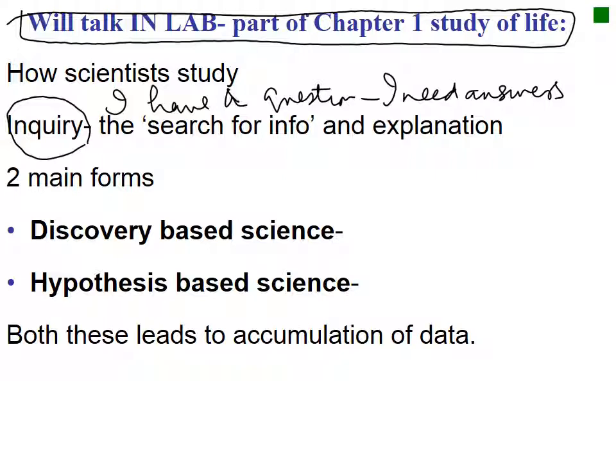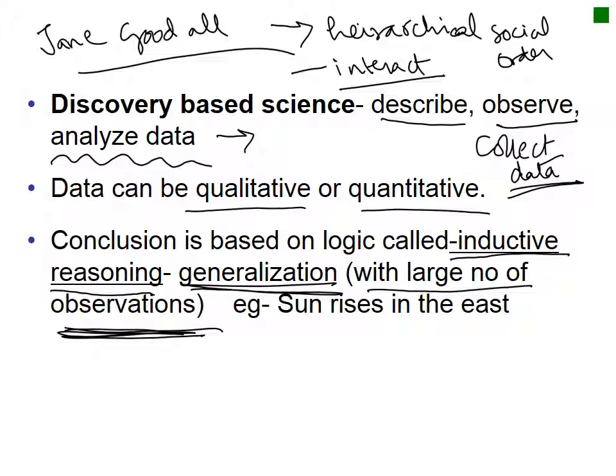You can have two different types of inquiries: discovery-based science and hypothesis-based science. Both of these will lead to accumulation of data. Let's talk about each one of them. Discovery-based science is when you describe a situation, then you observe. You keep observing, observing, observing, and then you collect a lot of data. This data can be qualitative or quantitative, and then you analyze that data and make your conclusion.